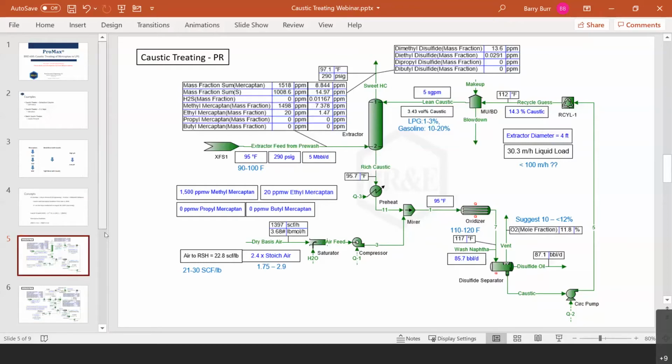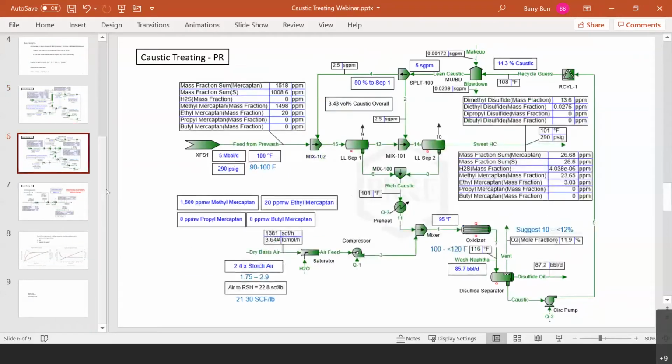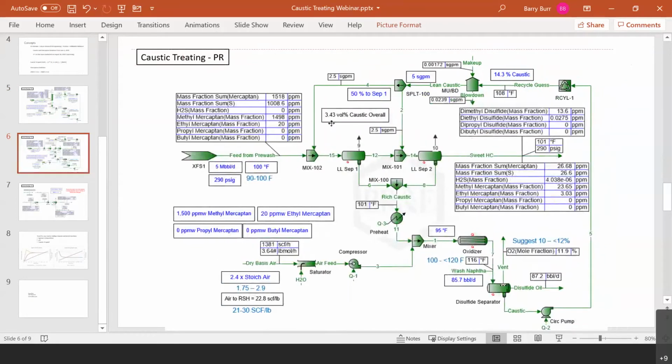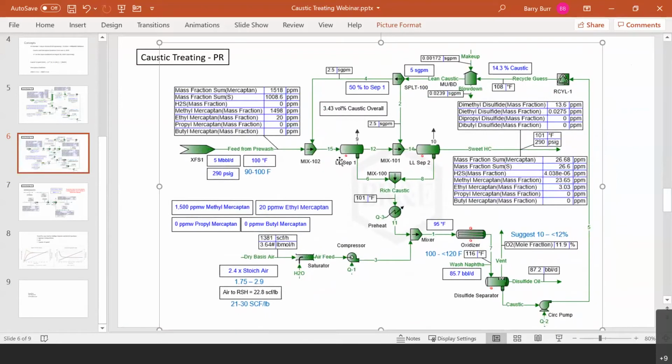And then the second one is a very similar process, but instead of having an extraction column for the mass transfer between the caustic and the mercaptan-laden hydrocarbon stream, we're going to have two three-phase separators, or two liquid-liquid separators, that have the hydrocarbon flowing through in series, and then we're going to have the fresh caustic split. Part of the fresh caustic will enter the first stage, and part of the fresh caustic will enter the second stage.